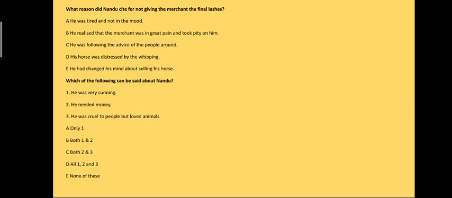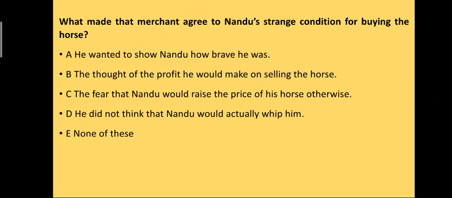So the answer is that he told that his horse was distressed by the whipping. So the answer is D part. Which of the following can be said about Nandu? He was very cunning. He needed money. He was cruel to people but loved animals. No. As per the passage, nothing of these is correct. So our answer will be E part, none of these.